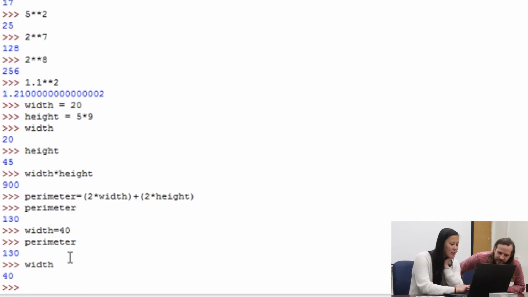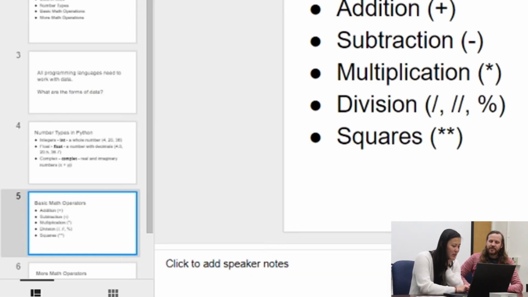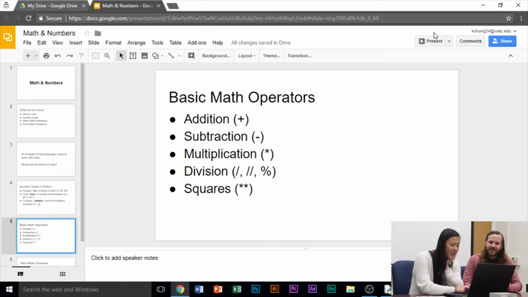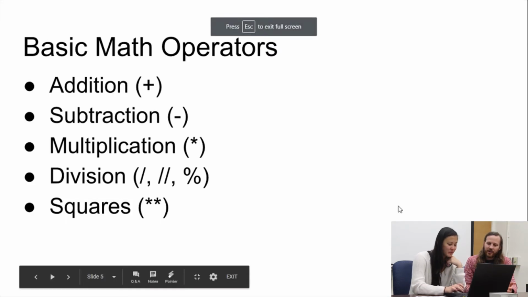Yeah, so we're actually going to head back to our presentation because we finished up everything. Yeah, we did all the things, and we did a little extra stuff too. So we did addition, subtraction, multiplication, 3 types of division, and squares, and we had a lot of fun in between. So now we just want to talk about one more thing.